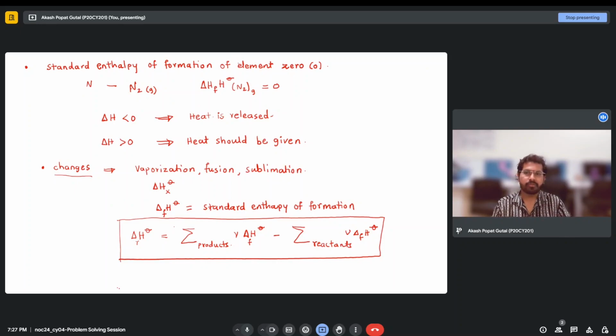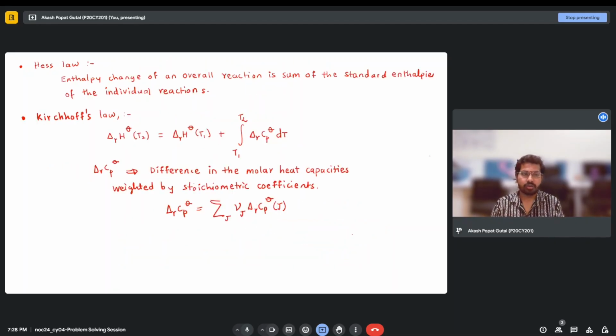And we define the standard enthalpy of formation of any element as zero in its natural form. It may be in gaseous state or diatomic form, like N2, H2; we will consider its standard enthalpy of formation as zero. And we define the changes, vaporization, fusion, sublimation, etc. And we define how to calculate the standard enthalpy change for these processes.